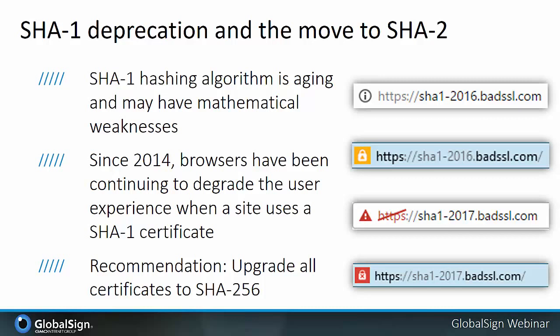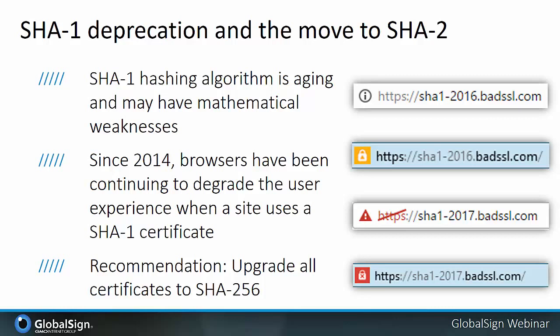Next topic is the deprecation of SHA-1 and moving to SHA-2. It's probably old news to you, but SHA-1 TLS certificate issuance has been prohibited since January of this year. The hashing algorithm is aging and has some mathematical weaknesses, and browsers have been continuing to degrade the user experience as we get closer and closer to the end of this year.